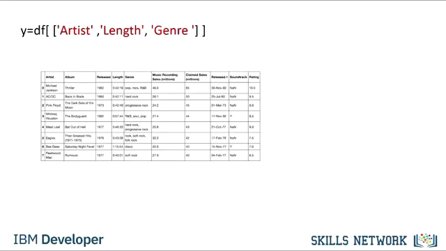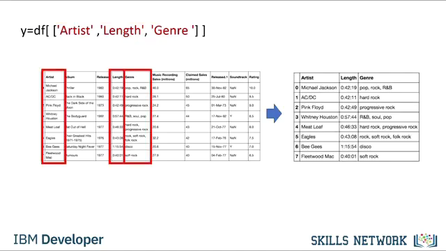You can do the same thing for multiple columns. We just put the data frame name, in this case DF, and the names of the multiple column headers enclosed in double brackets. The result is a new data frame comprised of the specified columns.